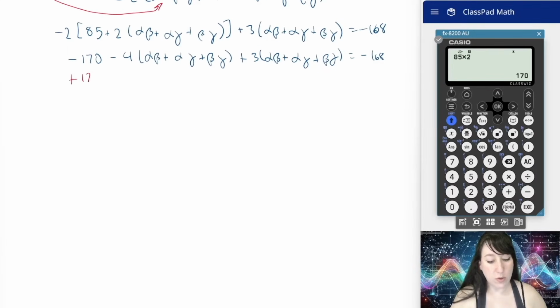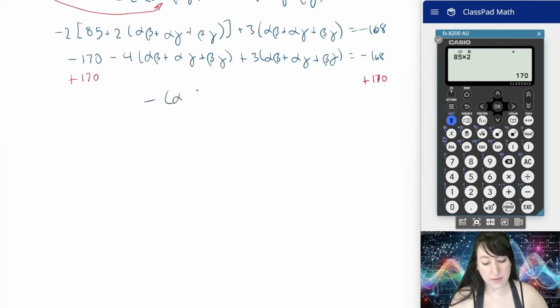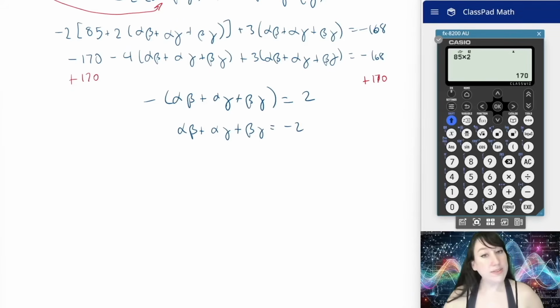So when we move the 170 to the other side and combine the two brackets of alpha beta, alpha gamma, and beta gamma, we get negative of alpha beta plus alpha gamma plus beta gamma is equal to 2, which means alpha beta plus alpha gamma plus beta gamma equals negative 2.